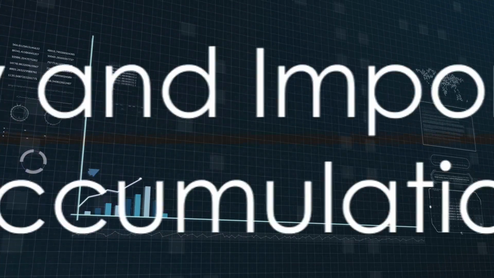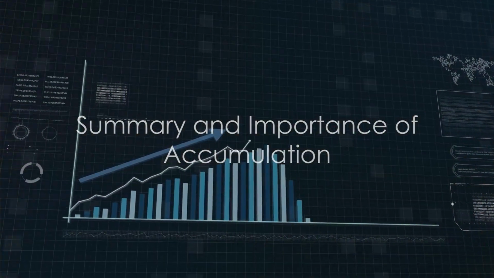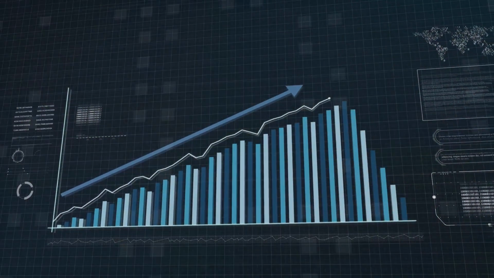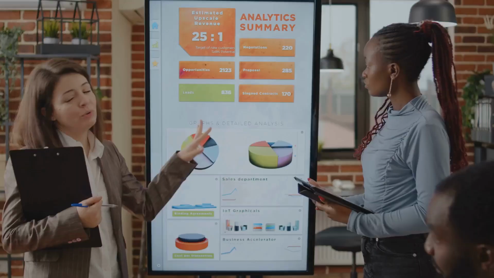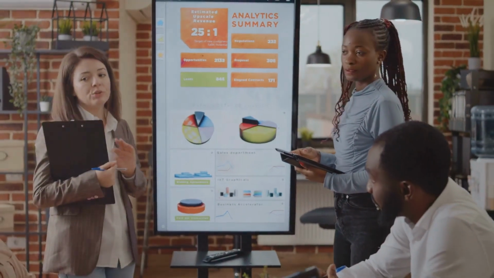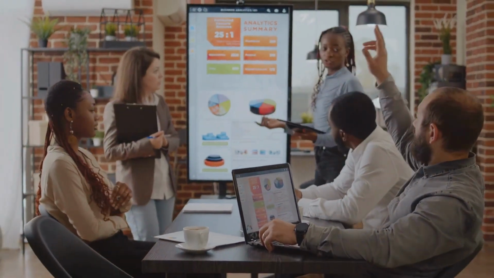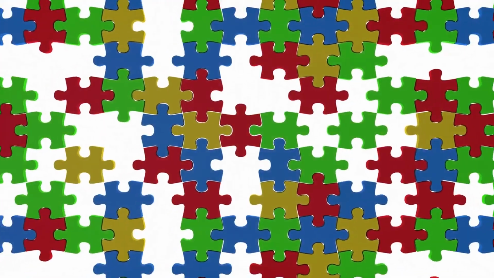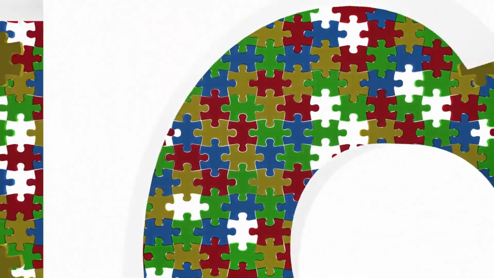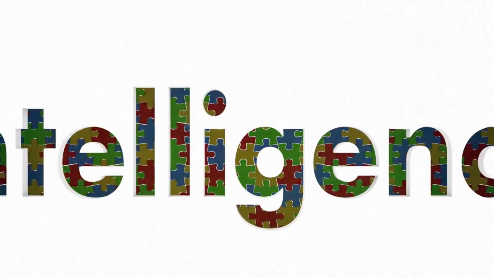In summary, accumulation in business intelligence involves identifying, extracting, cleaning, transforming, and storing data. This systematic process allows businesses to collect and manage large volumes of data, which they can use to make informed decisions. It's akin to building a library of knowledge that businesses can tap into anytime they need to make strategic decisions.